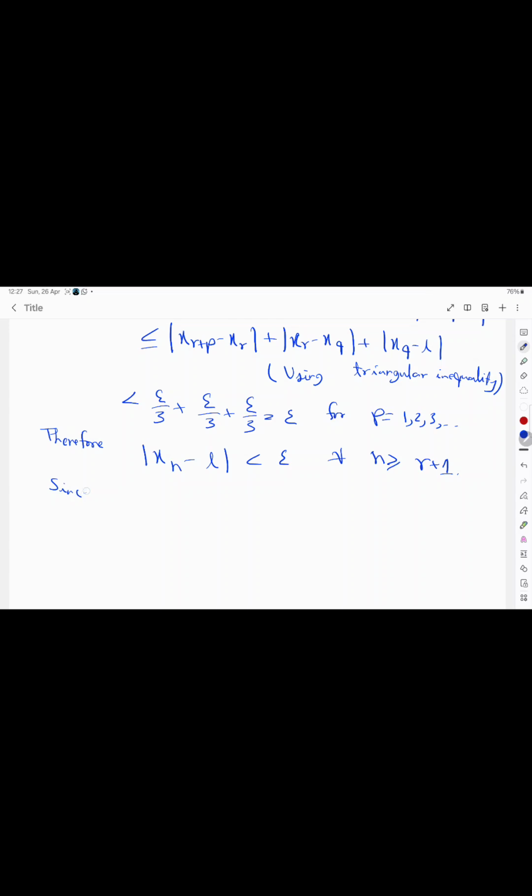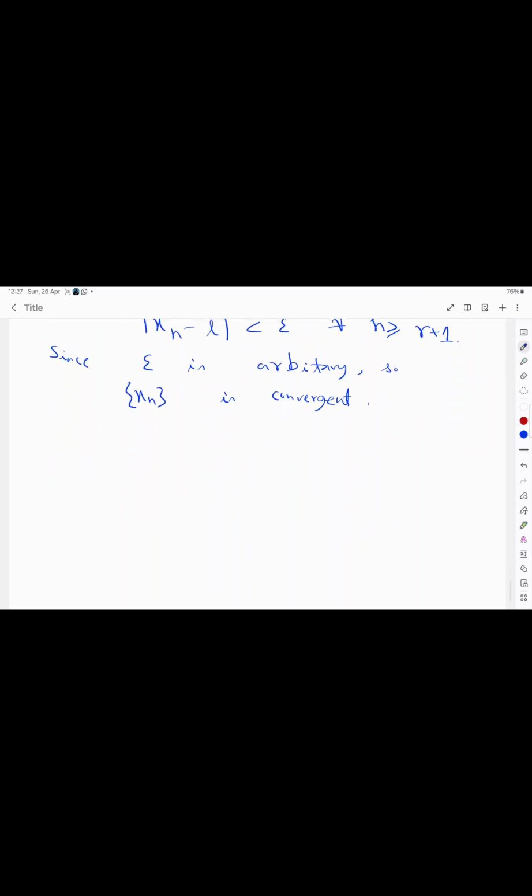Since epsilon is arbitrary, and this is the definition of your convergence, right? xn is convergent. That's it. Okay. So this criterion is called the Cauchy condition.